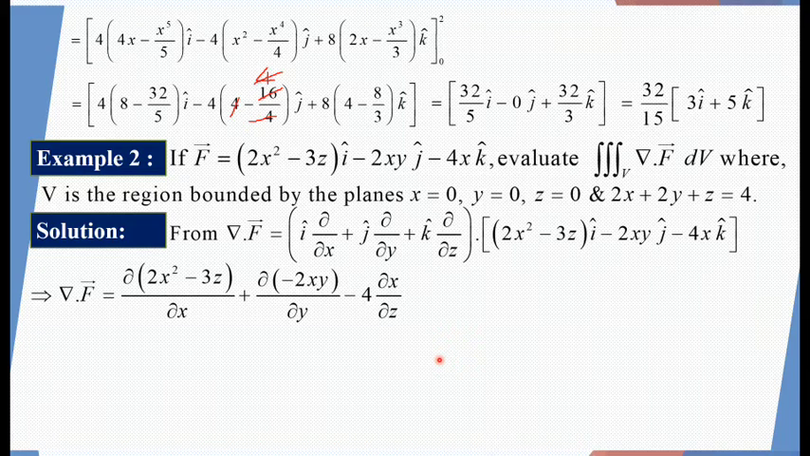So del dot vector f will be del over del x of 2x square minus 3z, del over del y of minus 2xy, and del over del z of minus 4x. Now partial differentiation of 2x square minus 3z with respect to x is 4x, and partial differentiation of minus 2xy with respect to y is minus 2x, and partial differentiation of minus 4x with respect to z is 0. So 4x minus 2x is 2x. So del dot vector f is 2x.